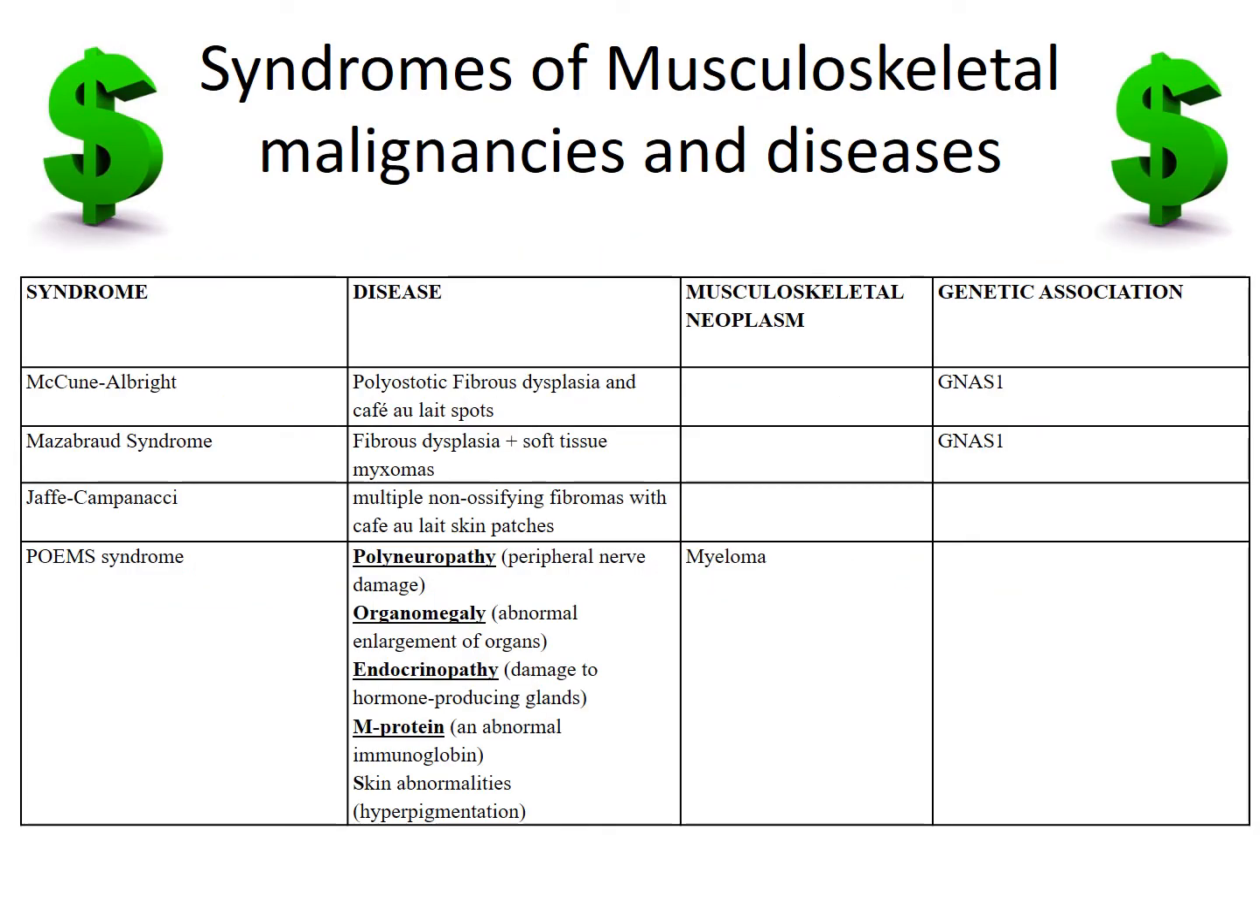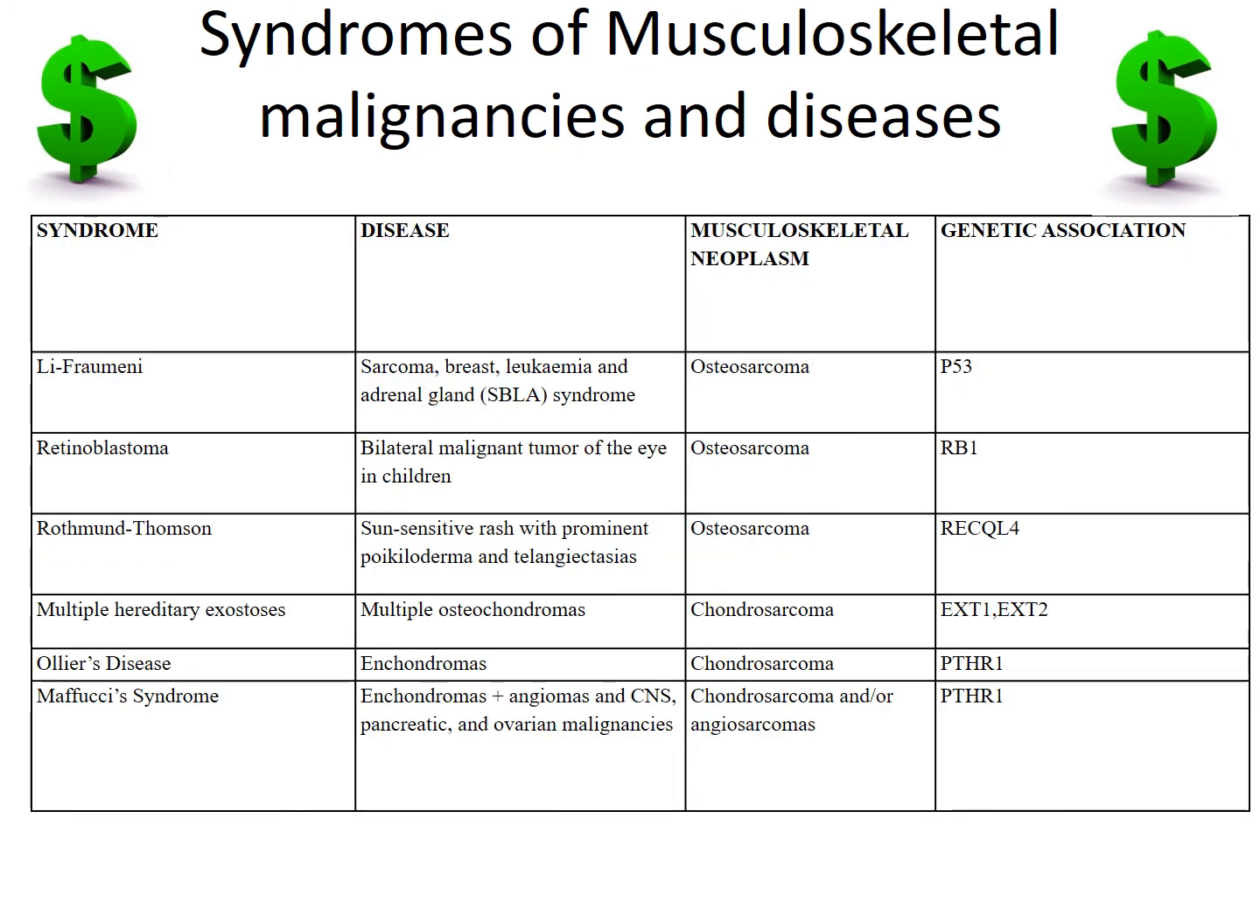And then you can filter through these to see syndromes of musculoskeletal malignancies and diseases. So it may help you to diagnose a bone or soft tissue lesion, as you know the patient may have a particular syndrome or musculoskeletal malignancy. Li-Fraumeni is a more common entity to be seen. The genetic association is a p53 tumor suppressor gene mutation. We see this with osteosarcomas.